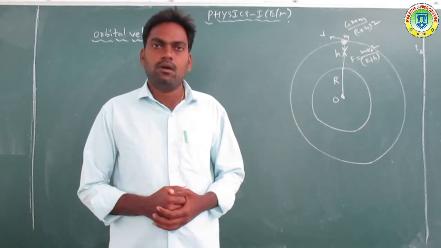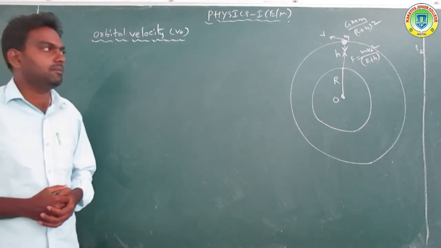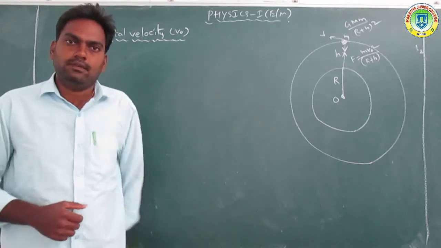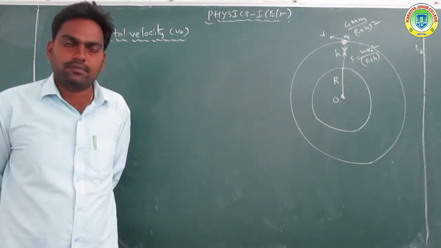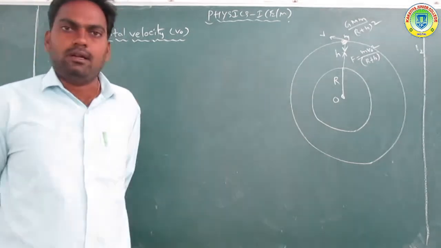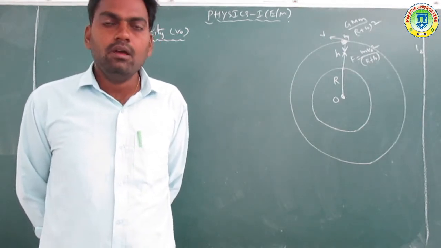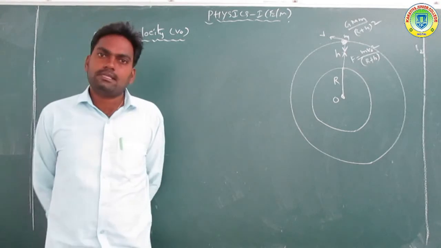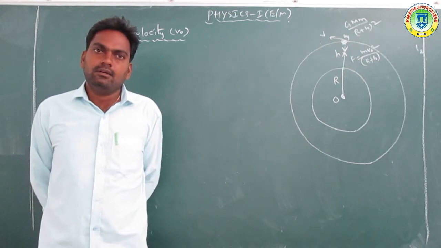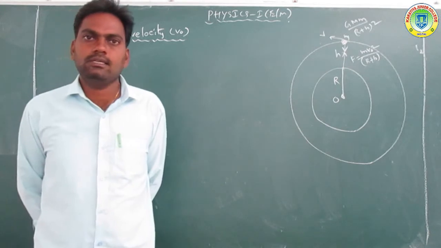Today we discuss the topic of orbital velocity and the expression for orbital velocity. Orbital velocity is denoted by v naught. We will also discuss escape velocity. Two velocities are discussed at the intermediate level in gravitation: one is the orbital velocity, another is the escape velocity.